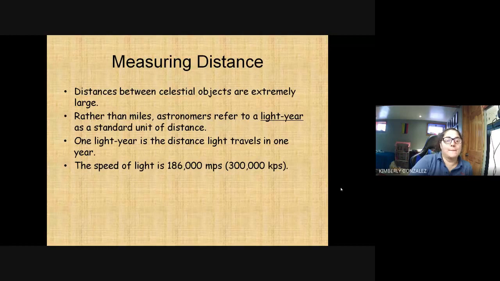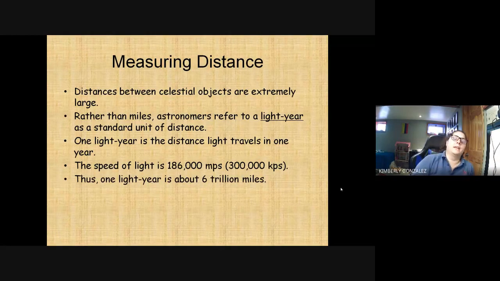So that means, to put that into perspective, 1 light year is about 6 trillion miles. You're going to want to highlight the definition of a light year, and also the fact that 1 light year is about 6 trillion miles. Those are important numbers that you should know.